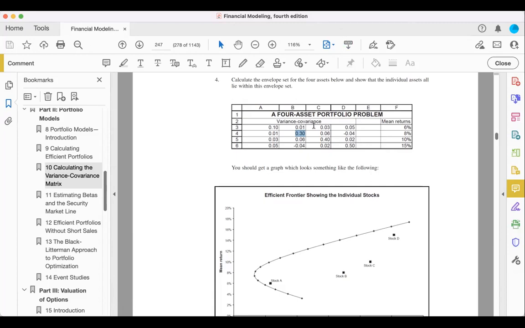So first you have to write down this covariance matrix on the Excel file, for the 4 asset portfolio problem here.